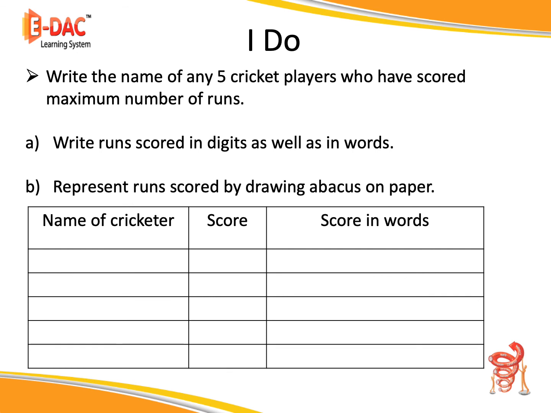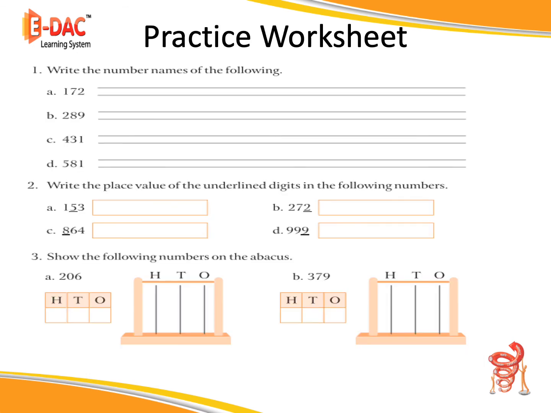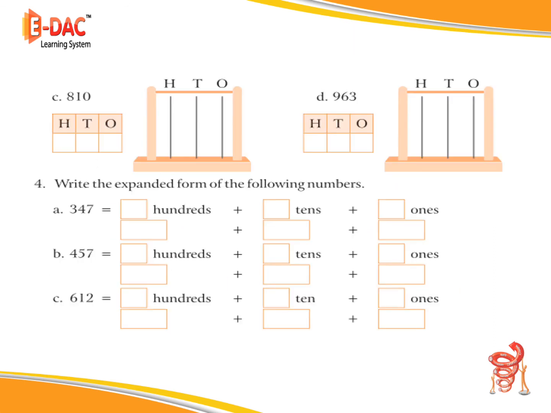I do. Write the name of any 5 cricket players who have scored maximum number of runs. Write the runs scored in digits as well as in words. Also represent their runs scored by drawing an abacus on a paper. Next, you can see a practice worksheet for yourself. You can pause the video and you can continue doing this practice worksheet on your notebooks. You can continue solving this part of the worksheet as well by pausing this video.